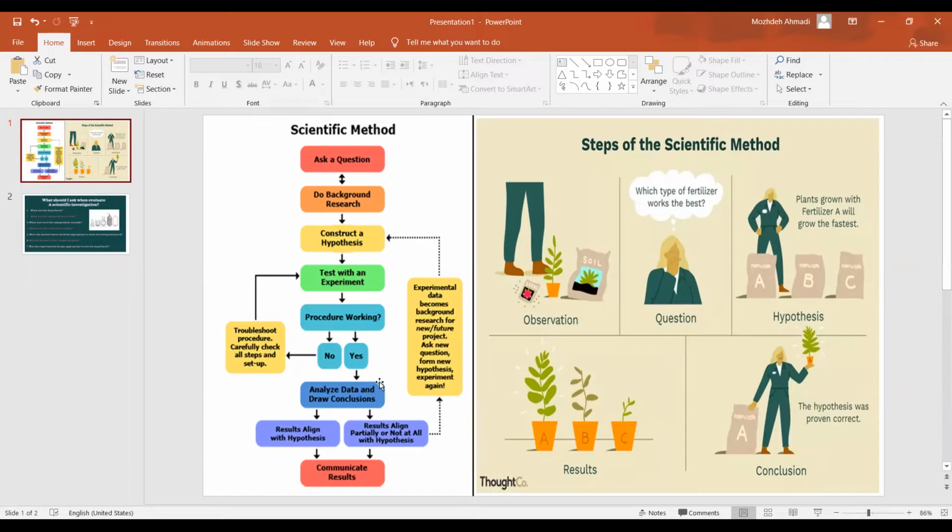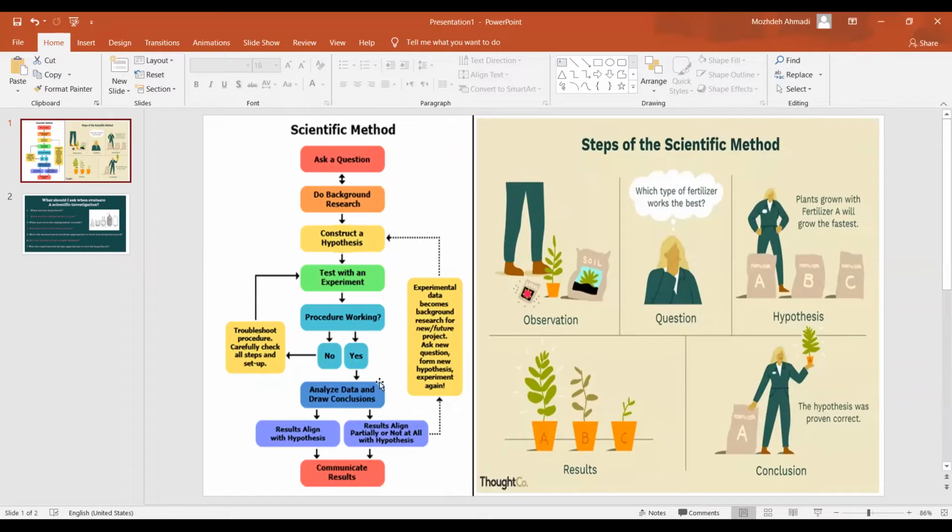It means that we get the answer. We get the answer from the hypothesis, and we say, okay, now it's time to draw the conclusion. We already did the experiment, and we already found an answer, but actually, is it a true answer or not? I should ask myself this question: does the answer that I get align with the hypothesis or not?